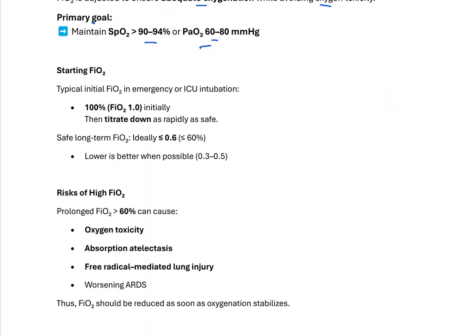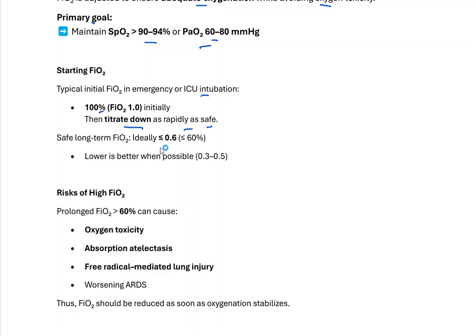So let's say you're intubating the patient right now, right? So what's going to be your starting FiO₂? So in the case of emergency or ICU intubation, it's okay to start with 100%, but like I mentioned earlier, titrate it down rapidly as safe. As safe, it has to be safe. You have to do it safely.